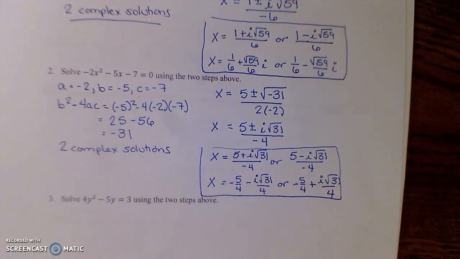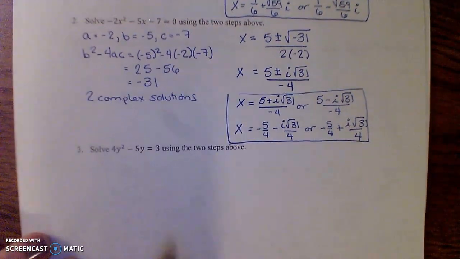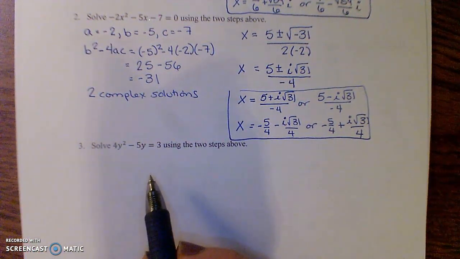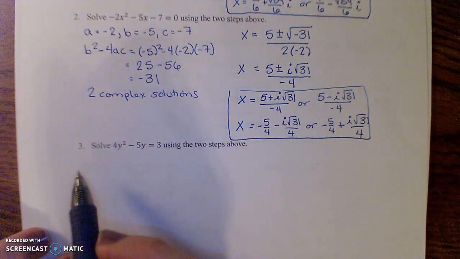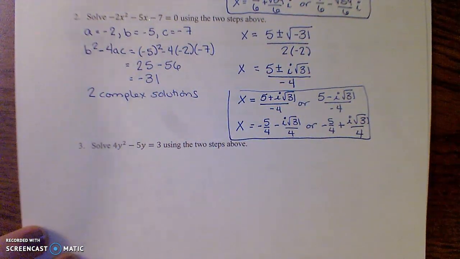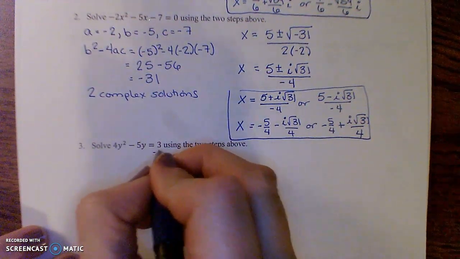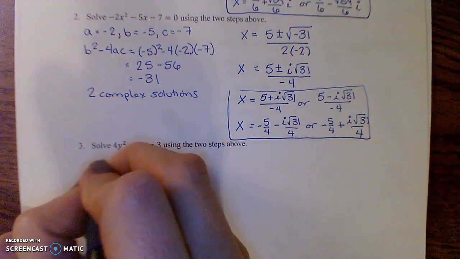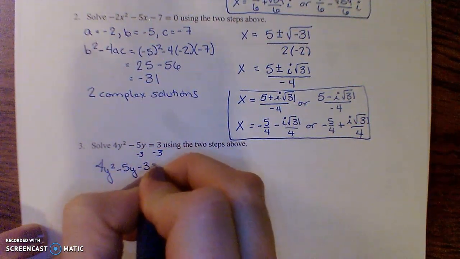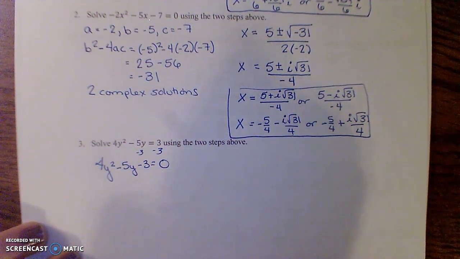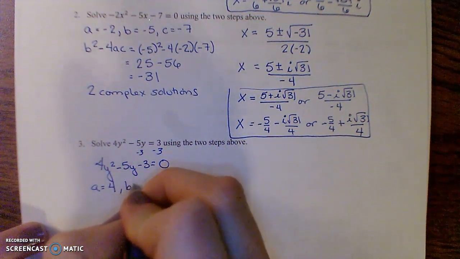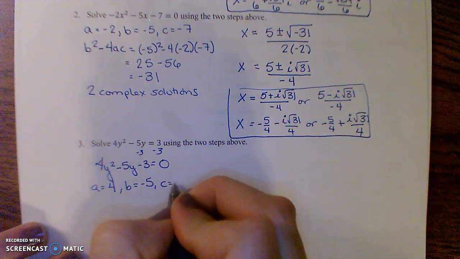Let's do one last example. 4y squared minus 5y equals 3. Notice I first want to move the 3 over so that I'm dealing with my equation in standard form, so that I get everything to one side, 0 on the other. So I'll subtract 3 from both sides. You get 4y squared minus 5y minus 3 equals 0. Making sure to identify that a is 4, b is negative 5, c is negative 3.